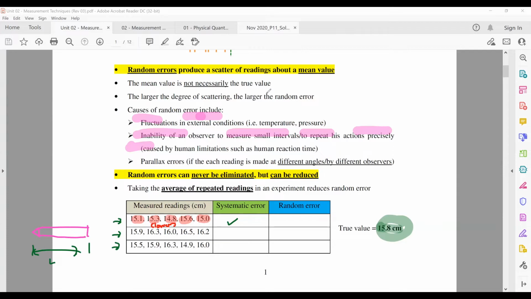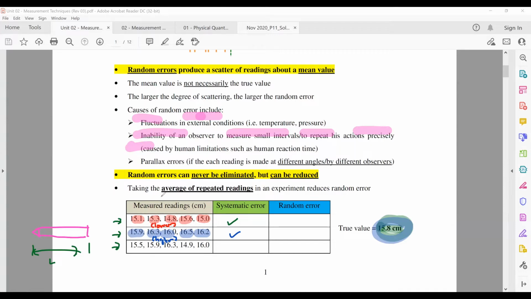If you look at the second set of values, 15.9, 16.3, 16.0, 16.5, and 16.2, all of them are higher than the true value of 15.8. Since they're all higher than the true value, we will also say that there's systematic error here. When you're talking about systematic error, all the readings must be either above or below your true value. That's the key takeaway point for systematic errors.